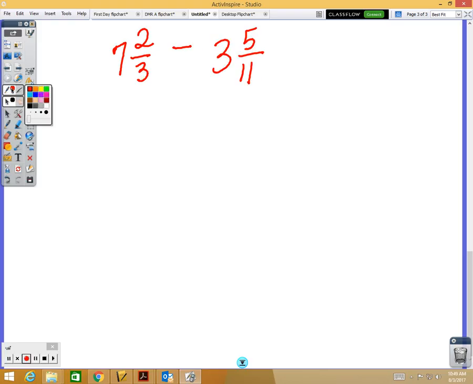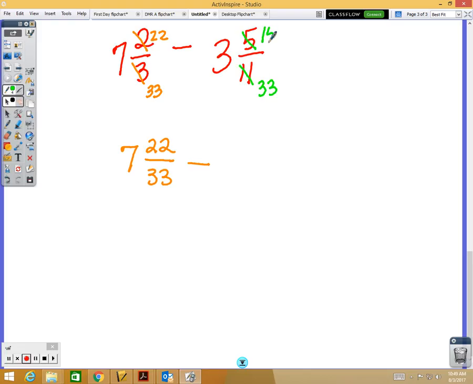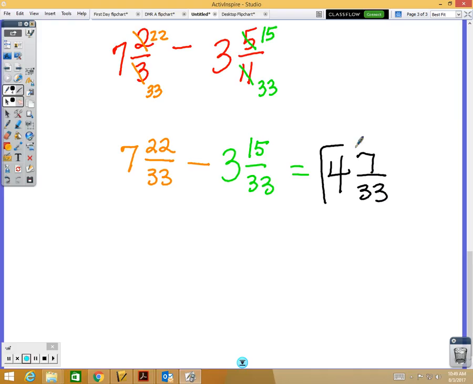Okay, so we already know that our common denominator is going to be 33. So if this is changing to 33, that's multiplying by 11. So 2 times 11, that's going to be 22. So I have 7 and 22 over 33 minus, over here, this changes to 33, that's multiplying by 3. So that's going to change to a 15. So 3 and 15 over 33. 7 minus 3 is 4. And 22 minus 15 is 7. Same answer. A lot less work, right?